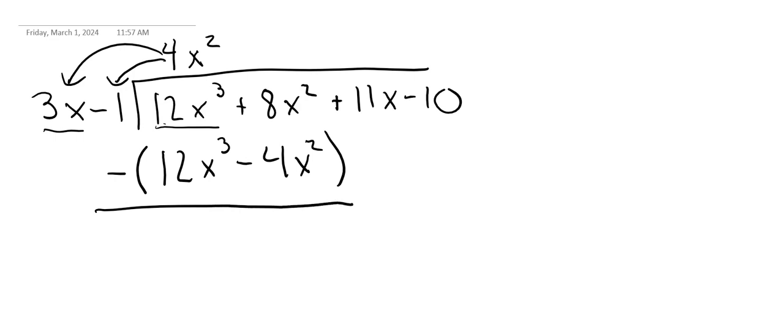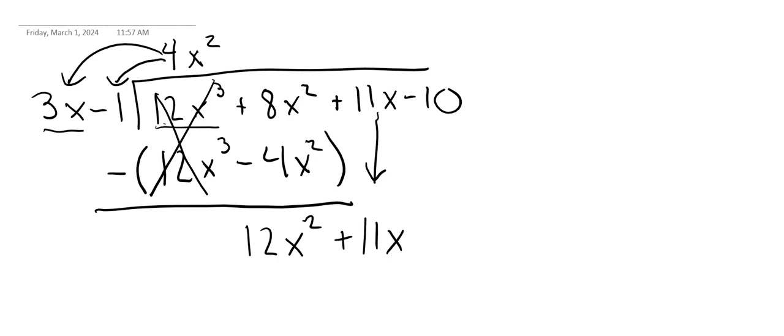We perform our subtraction. These should cancel out. That's exactly the reason why we pick 4x squared. And now be careful with the signs. We have 8x squared minus a negative 4x squared, or 12x squared. And we should drop down a term here. And now we're just going to repeat that process again.